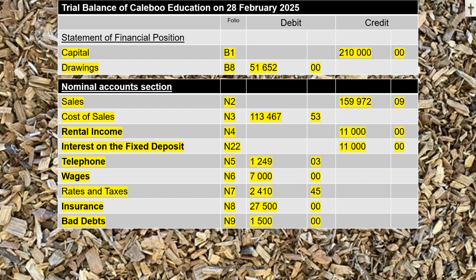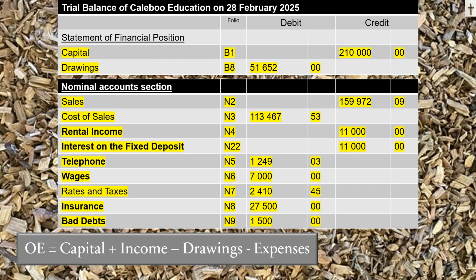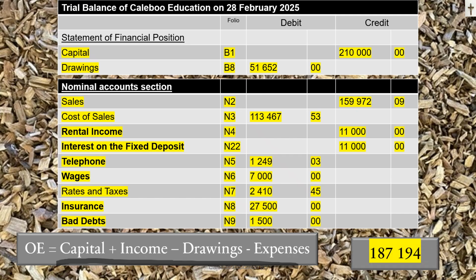Right, these are the accounts that were highlighted. We're calculating owner's equity. And I've told you owner's equity is equal to capital plus income minus drawings minus expenses. If we get out our calculator and apply that formula, you should get to 187,194.